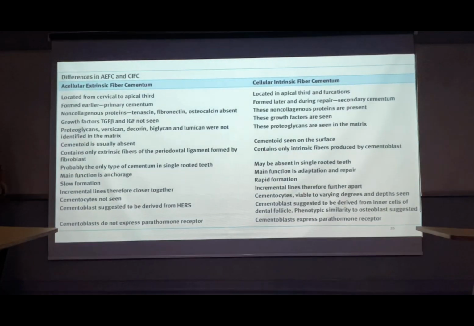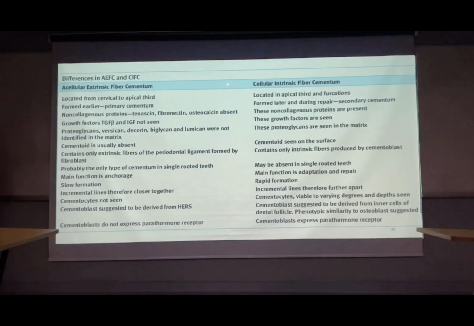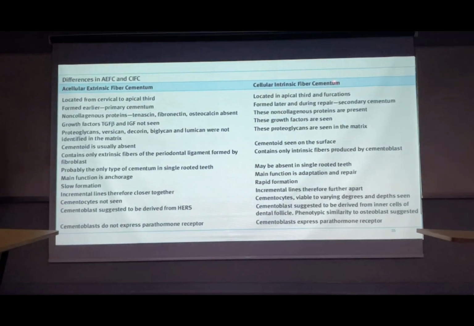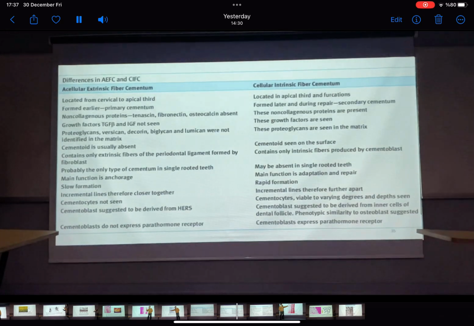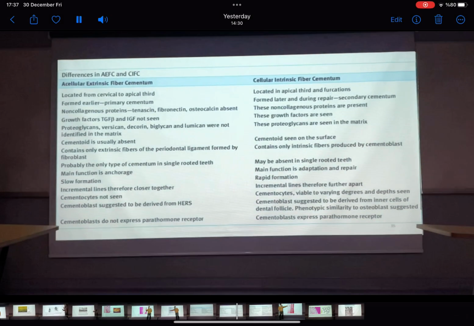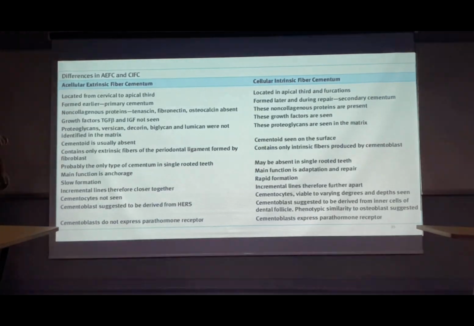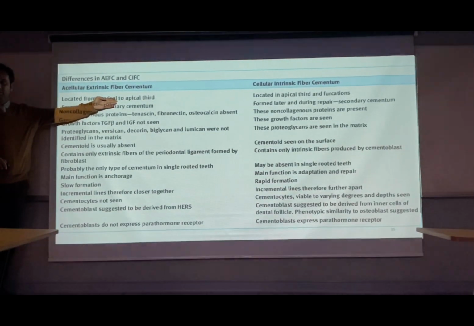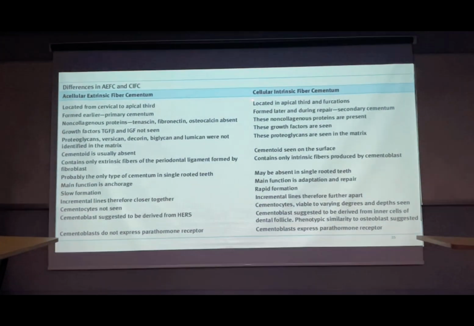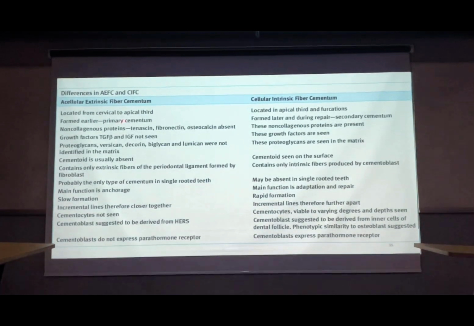This slide again is very important. What is the difference between acellular extrinsic fiber cementum and cellular intrinsic fiber cementum? What does acellular extrinsic fiber cementum mean? Cementum with fibers produced by fibroblasts. Here we have cementum with fibers produced by the cementoblast. This type of cementum is present in the cervical or apical part of the tooth, but in the lower side we have cellular cementum, formed earlier and known as primary cementum.